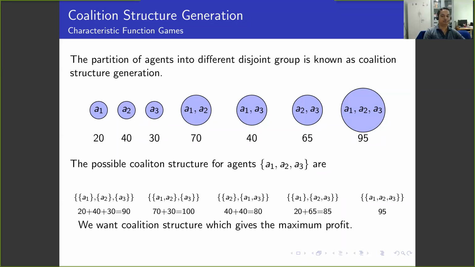So what should they do? We want to get that coalition structure which gives maximum profit, maximum output, maximum payoff. So this is the coalition structure which returns the maximum value. So the idea will be A1 and A2 will work together and A3 will work separately. So we will discard this coalition structure. Is this idea clear?